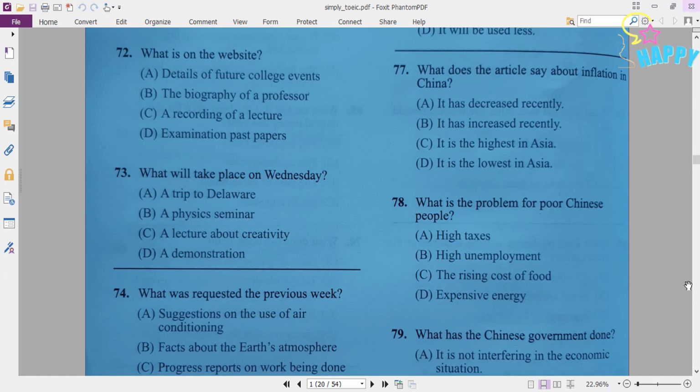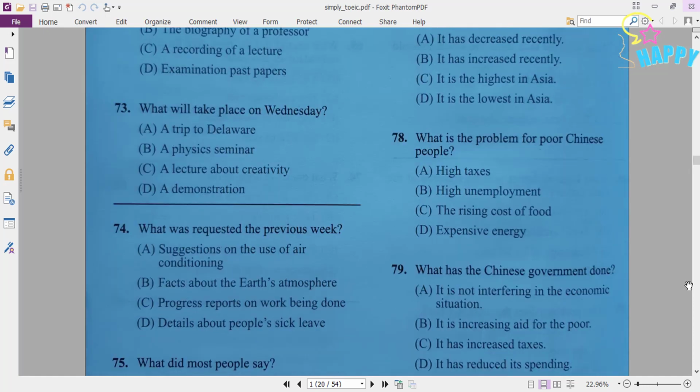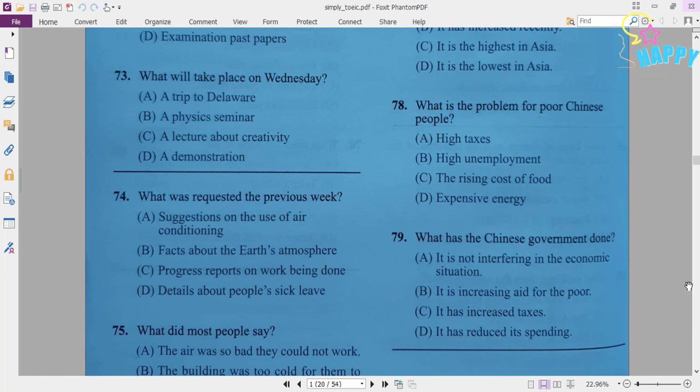Question 77. What does the article say about inflation in China? Question 78. What is the problem for poor Chinese people? Question 79. What has the Chinese government done?